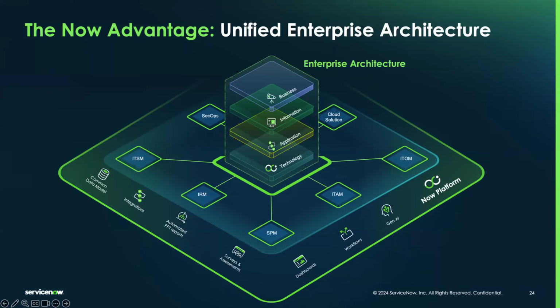Within the business layer, enterprise architects can get visibility into business capability planning. They can understand what are the different business capabilities we are supporting, which applications are supporting these capabilities, and what are the risks associated to those business capabilities through these applications and all the technology that is supporting these applications.